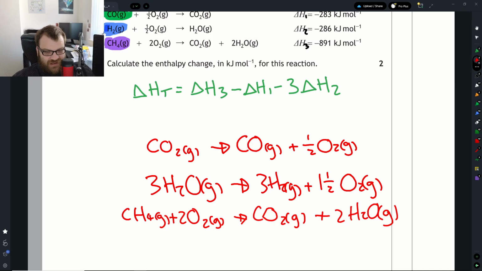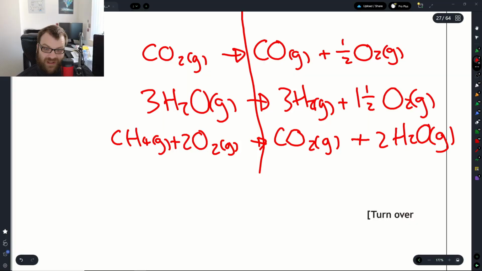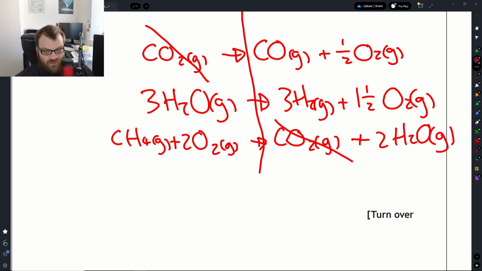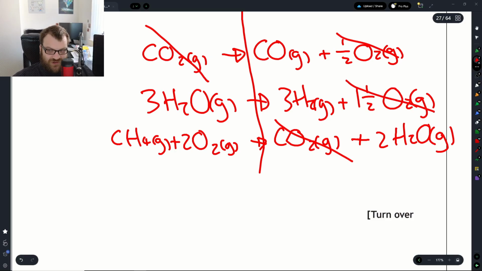What I'm looking for now is, with my left hand side and my right hand side, anything that appears on both sides that I can then cancel away. By doing this, this should leave me with just the target equation that was at the top. I'm clocking it. I've got a CO2 gas on each side, so let's rule them out. Also got half an oxygen, 1.5 oxygens, is 2 oxygens in total, which gets rid of these 2 ones there.